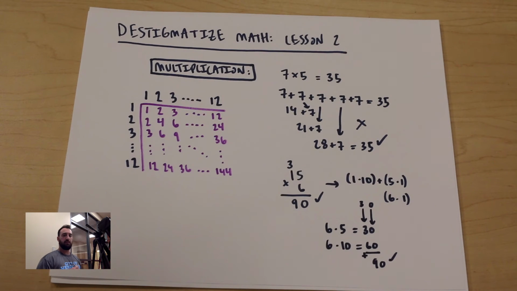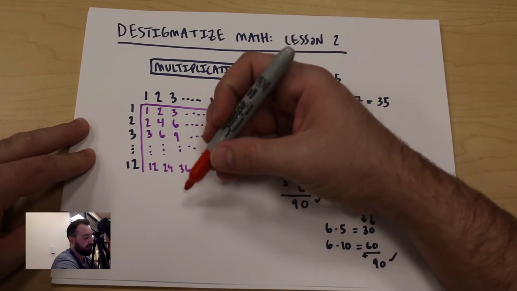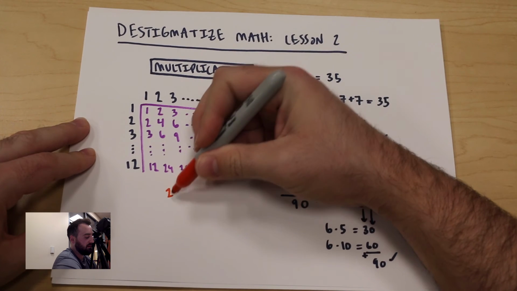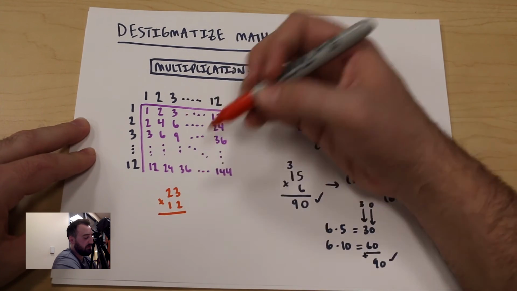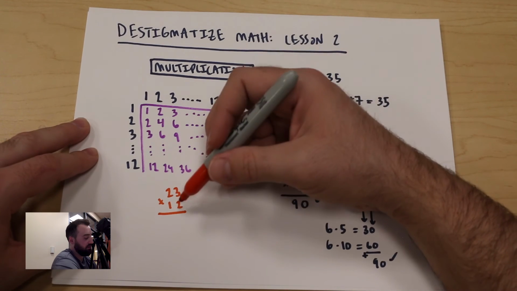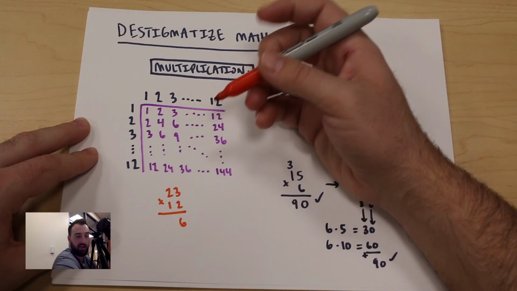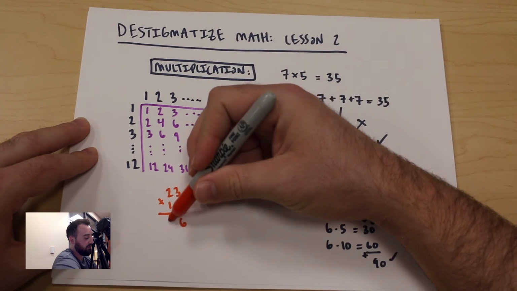I'll do one more example and try and explain it again, just in case. Do that one over here. And let's just pick two two-digit numbers. Let's say 23 times 12. So the first thing you do is 2 times 3, which gives us a 6. Nothing to carry there because we only got a 6. 2 times 2 gives me a 4.